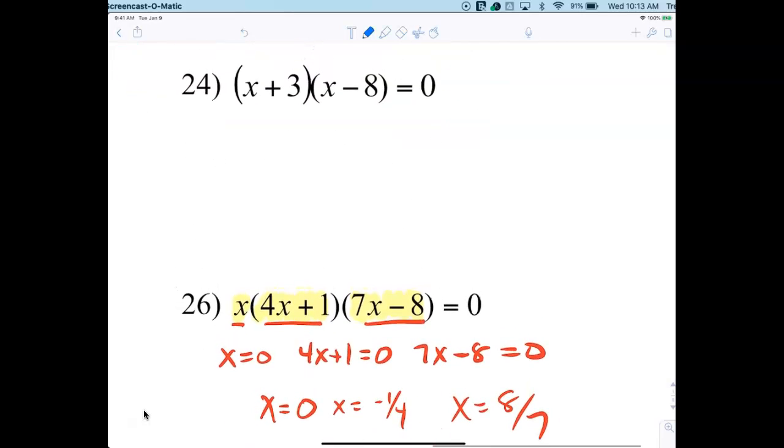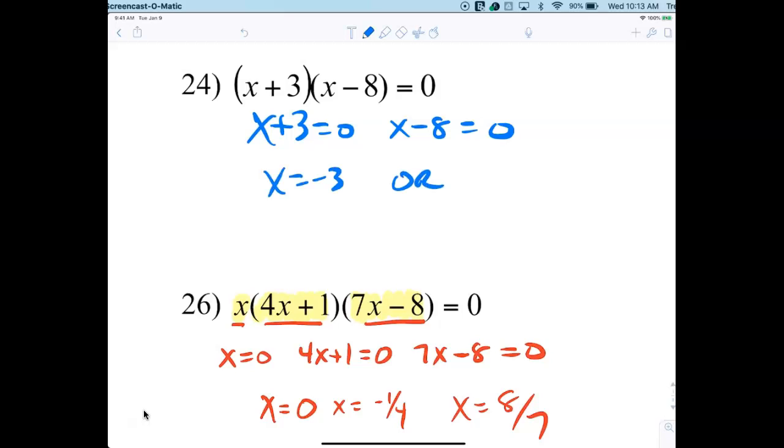We're on 24. That's one we missed. Now, why was this one easy? It's already factored. It's already factored. So all you have to do is put x plus 3 equals 0, x minus 8 equals 0. So x equals negative 3 or x equals 8.